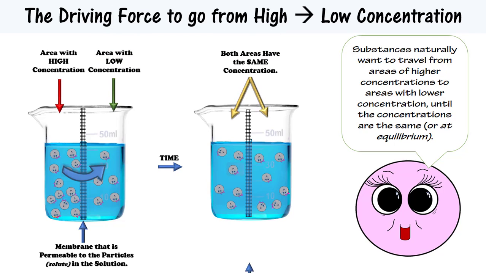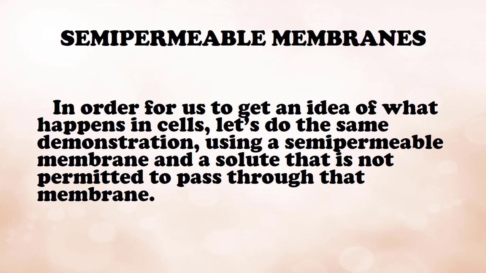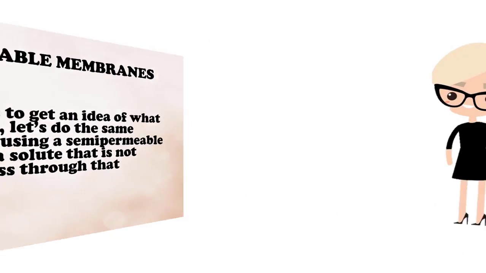Substances naturally want to travel from areas of higher concentrations to areas with lower concentrations until those concentrations are the same or at equilibrium. In order for us to get an idea of what happens in cells, we must use a semi-permeable membrane. So let's do this same demonstration using a semi-permeable membrane and a solute that is not permitted to pass through that membrane.